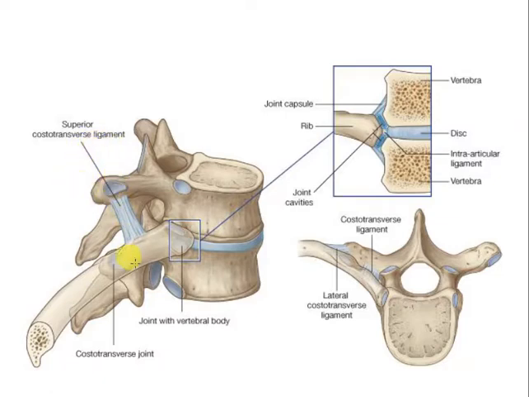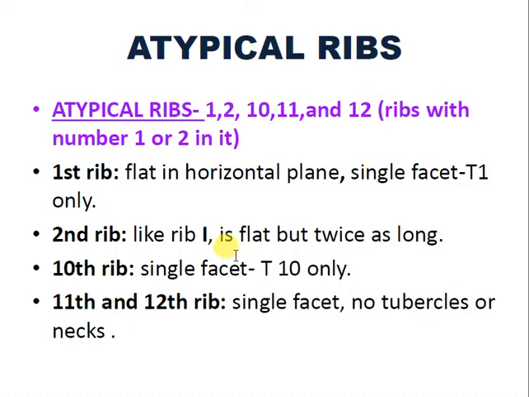The ligament goes from the transverse process of the vertebra to the rib. Also we have the costal transverse joint and things like that. Many ligaments tend to stabilize the ribs by attaching them to the process on the vertebra.